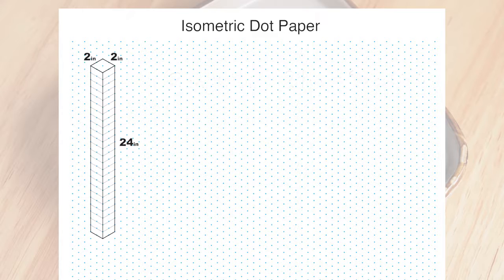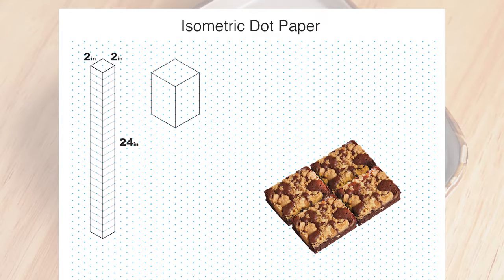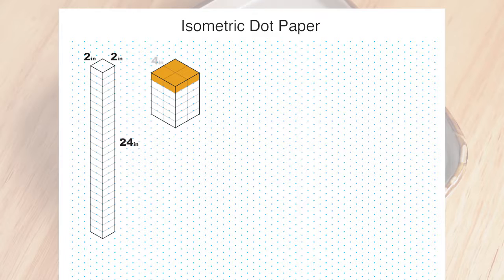For example, if we were to create a layer of 4 bars arranged in a square, we would only need 6 stacked layers to include all 24 cookie bars. The dimensions of a single layer of cookies would be 4 inches square and 1 inch high. 6 layers would make the box 6 inches high.